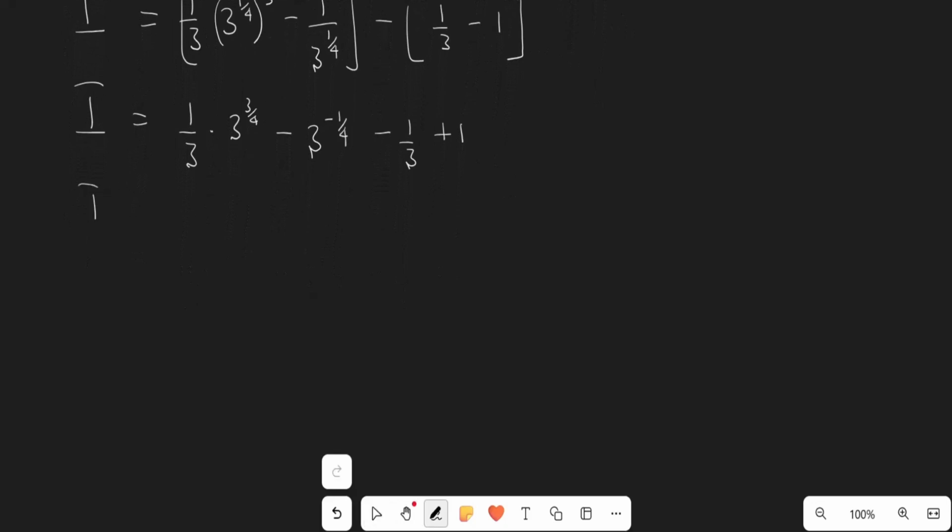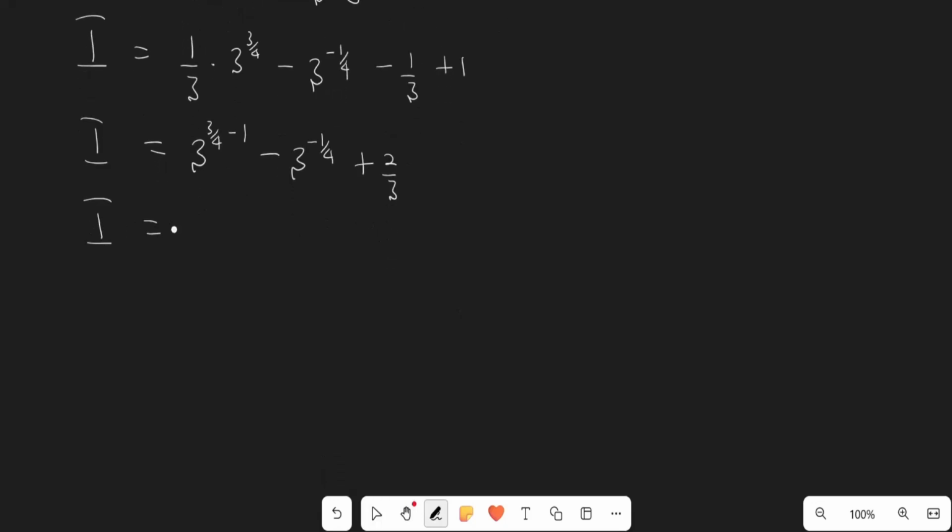Now this one, we can use the laws of indices here, right? So this one is equal to 1 over 3 times 3 raised to the power 3 over 4 is 3 raised to the power 3 over 4 minus 1. That is using the laws of indices. Minus 3 raised to the power negative 1 over 4 minus 1 over 3. Minus 1 over 3 plus 1 is positive 2 over 3.